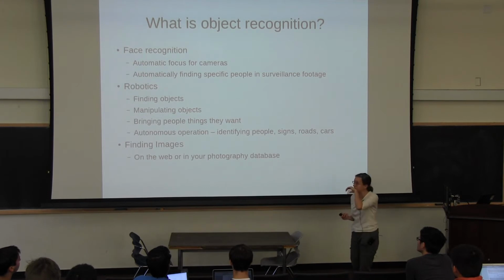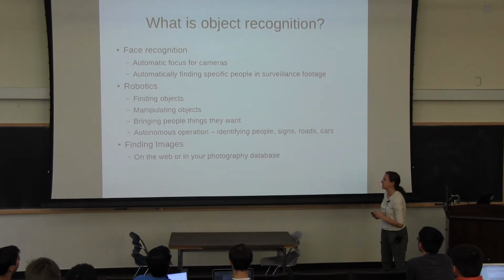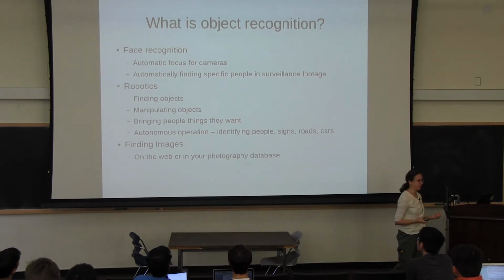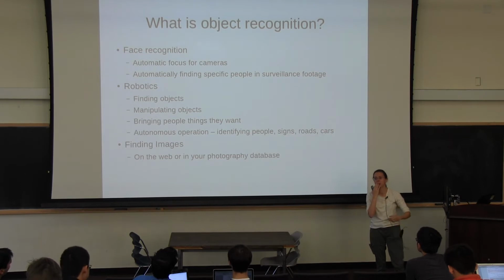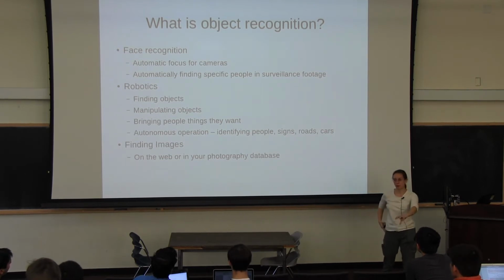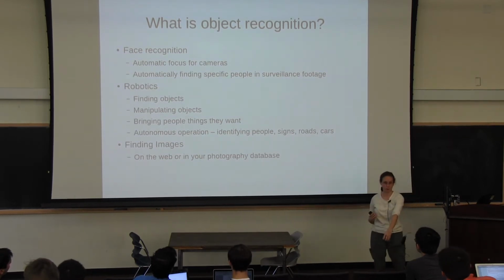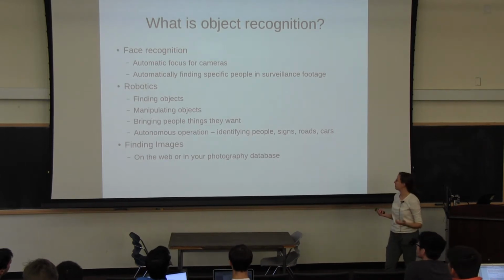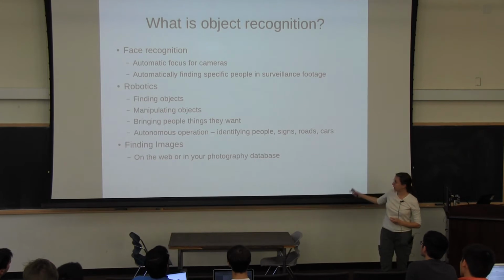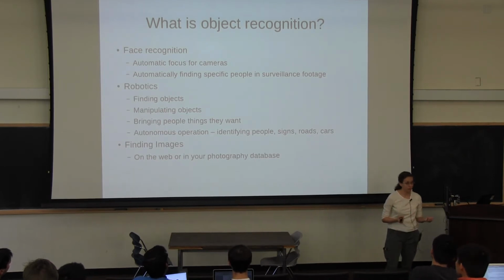This is what I'm using object recognition a lot for. You want robots that can find objects in the environment. You want them to be able to manipulate objects, like figuring out where the arm should go in order to pick it up and then put it down somewhere else. Bringing people things that they want. And there's also a lot of this in autonomous driving, for example.